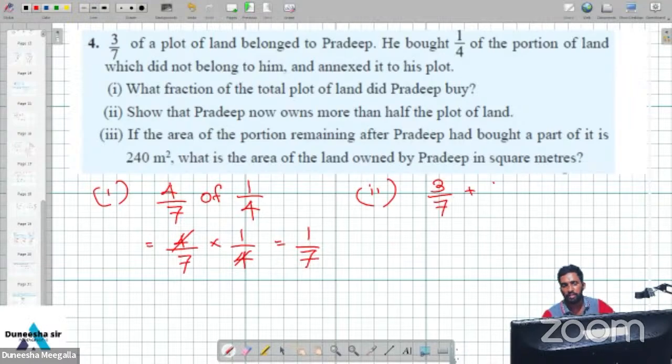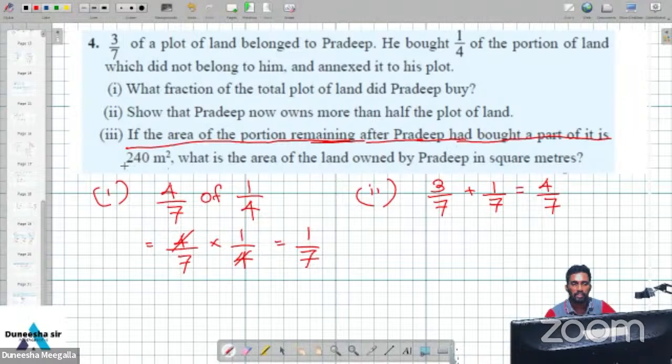3/7 plus 1/7. After he bought the 1/7 of the land, the answer is 4/7. Then if the area of the portion remaining after Pradeep had bought a part of it is 240, okay, how much does he not own?